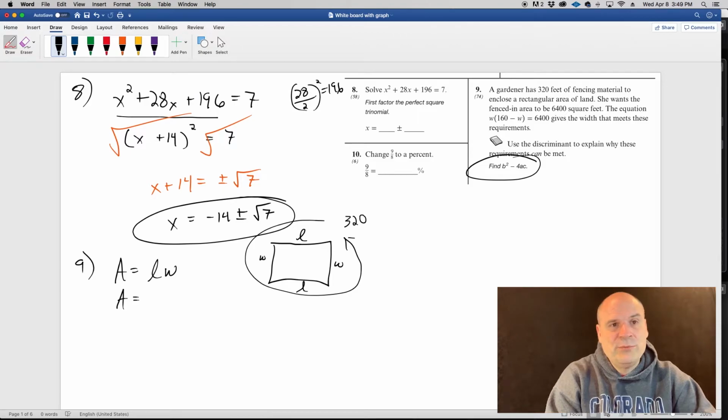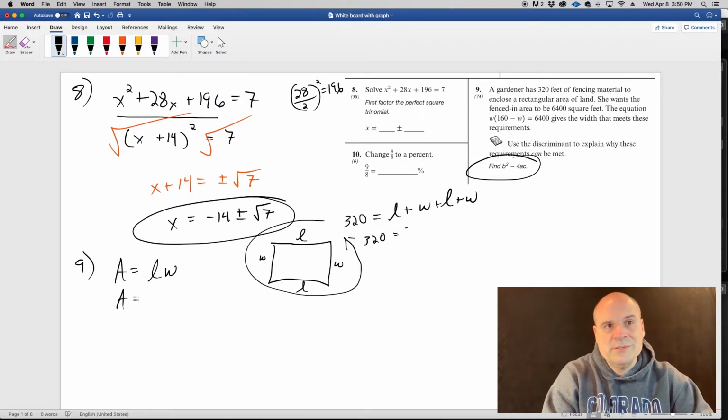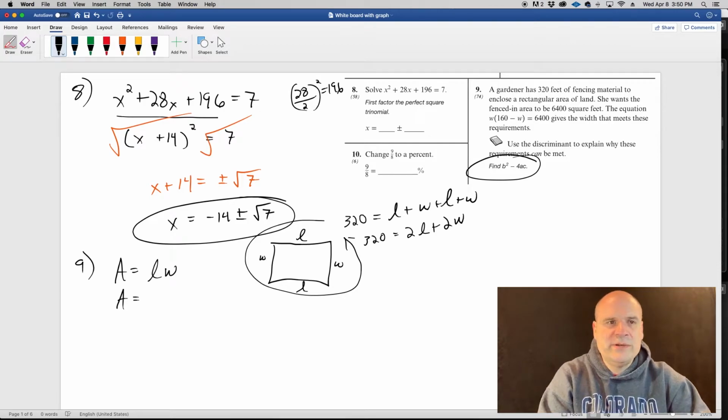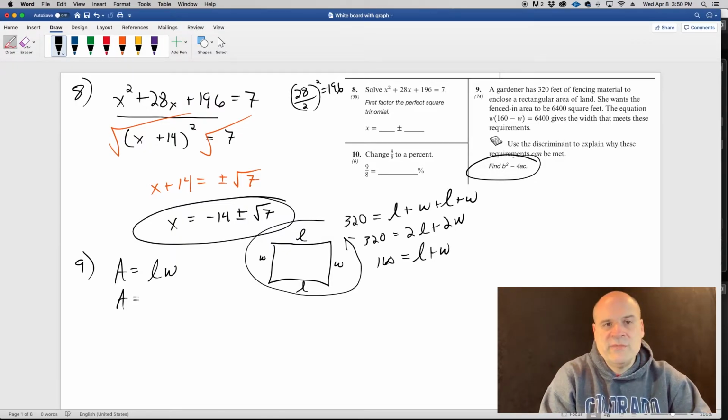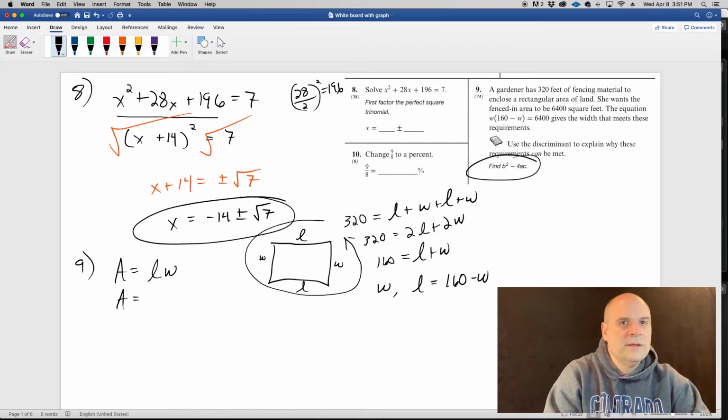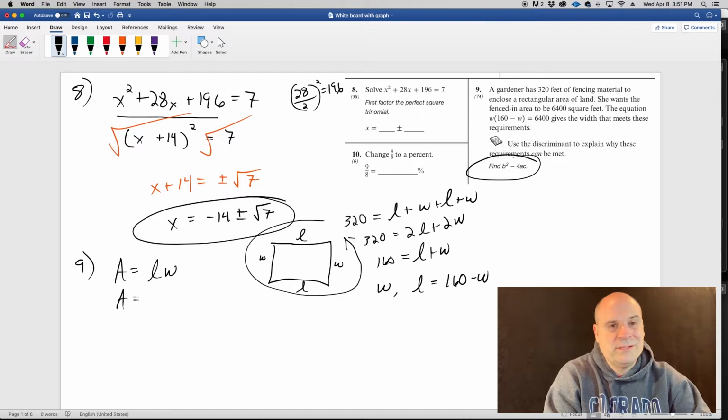So you're going to have length and width. How do you find the perimeter? 320 equals length plus width plus length plus width. So 320 equals 2 L's and 2 W's. Let's divide everything by 2 and I get 160 equals L plus W. So the length and the width have to add up to 160. So if your width is just W, then your length has to be 160 minus W, that's where they get this. So if we plug this into length times width, that's just (160 minus W) times W, which they already gave you.